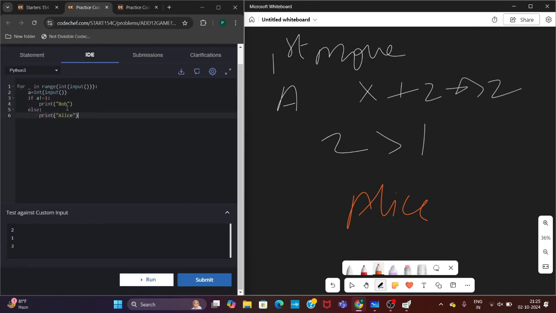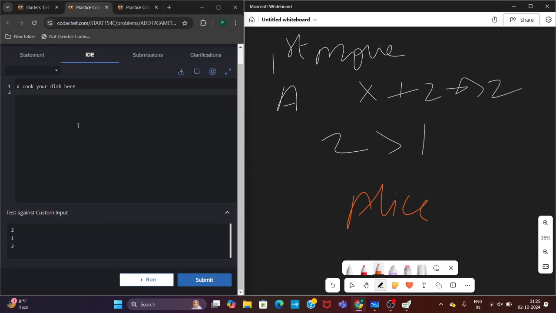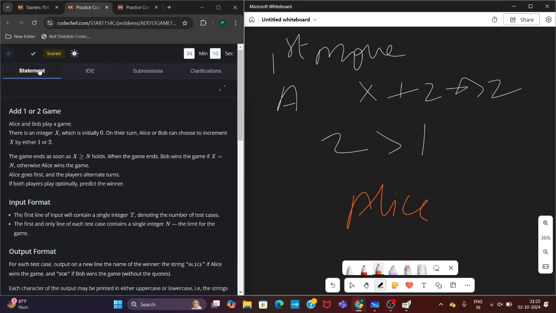So this is my code. I have taken n as a over here, so please try to understand. If a is not equal to 1, simply print Bob, which means Bob wins in all conditions. But if n is 1, only then Alice wins. So this was the approach for this question, the add one or two game. Now let's discuss our next problem statement.